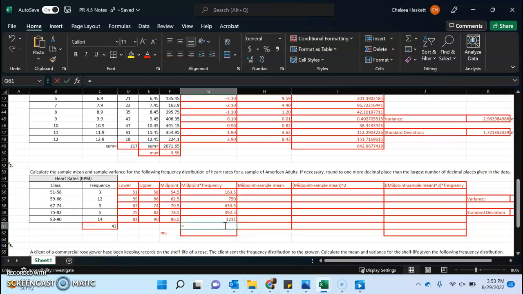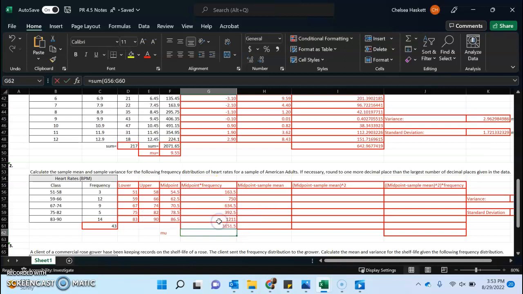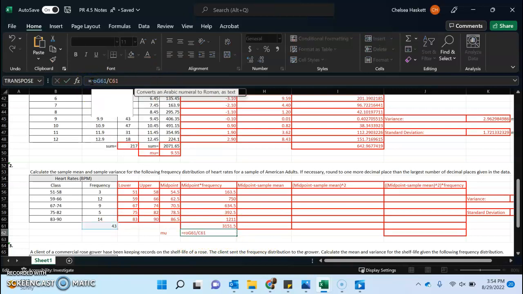Okay, and so we're going to sum all of these. That's my next step, midpoint times frequency, sum. And then we're going to take that divided by your frequency n to get your mean. Okay, that is your mean. I'm going to go ahead and round this to 2 place values just to make our life a little bit easier.